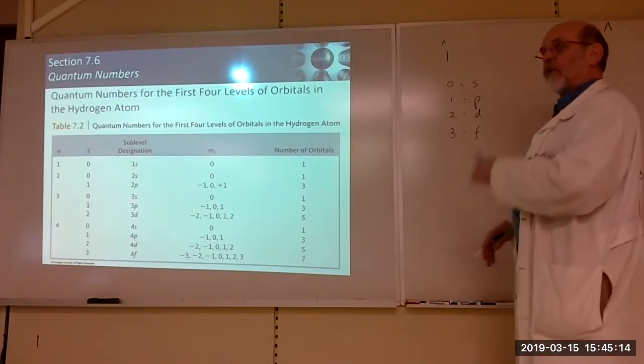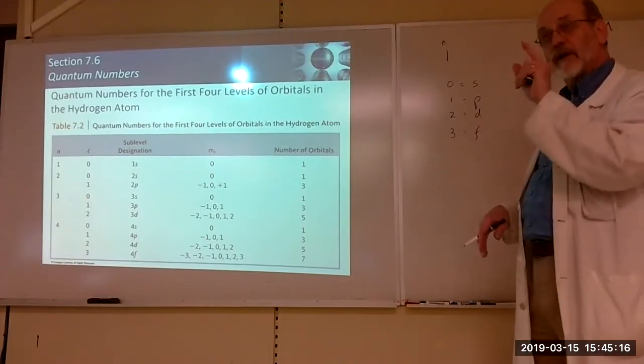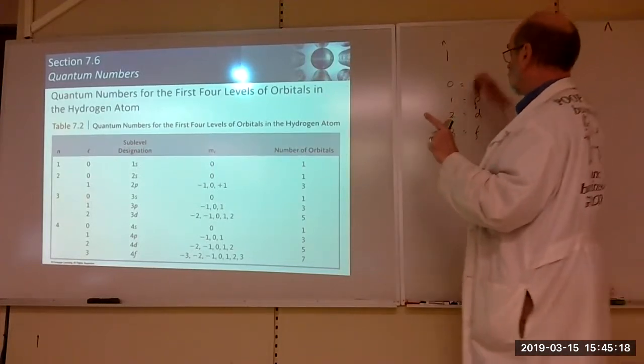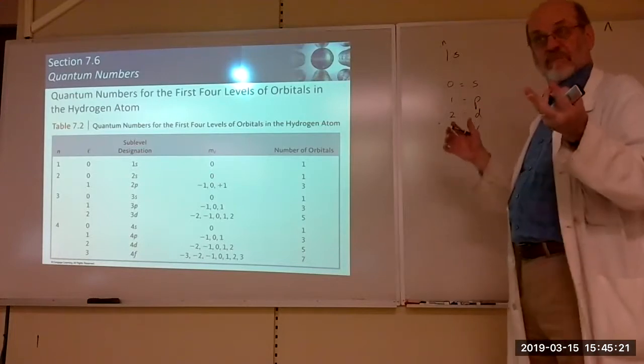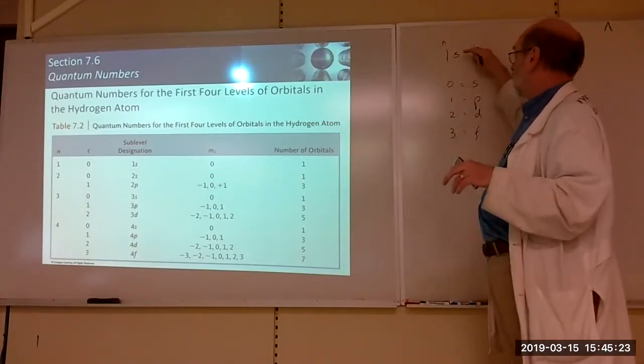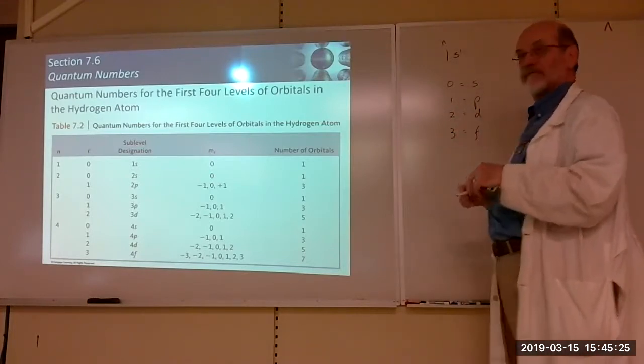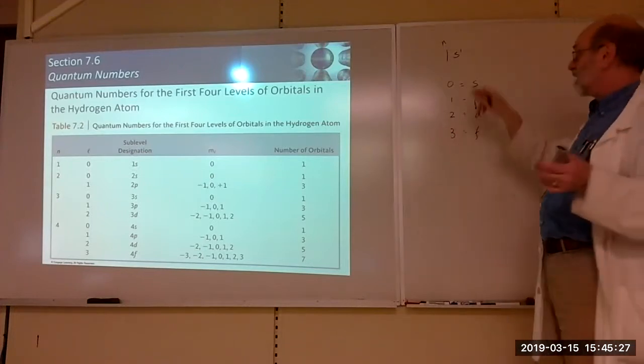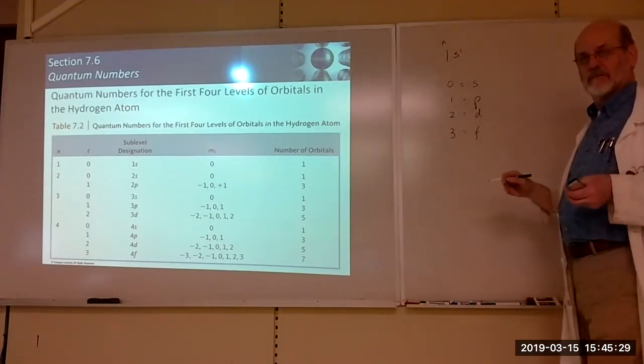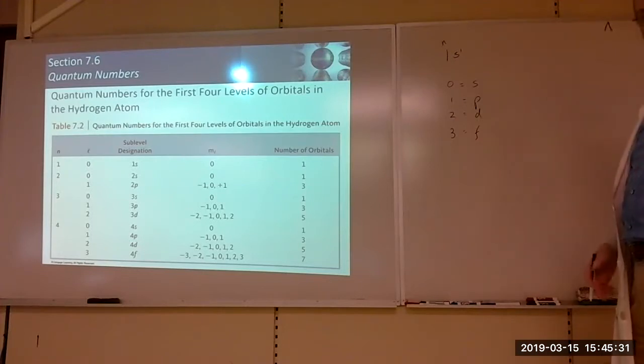So for hydrogen, you only need the very lowest one, the very first one. So it'd be 1s. And we write the electron up here. It's only got one electron, so it's in that orbital. 1s1 is hydrogen.